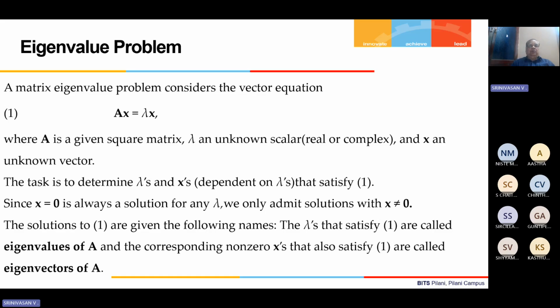So the solutions to equation 1, Ax = lambda x, are given the following names. The lambdas, meaning the values of lambda that satisfy equation 1, are called the eigenvalues of the matrix A. And the corresponding non-zero x's, meaning non-zero vectors x that also satisfy equation 1, are called eigenvectors of A. So this is where we start our definition of eigenvalues and eigenvectors of a given matrix.